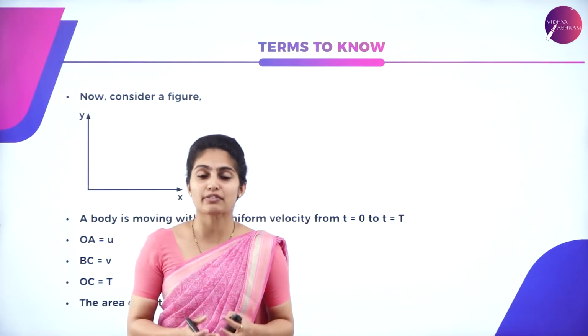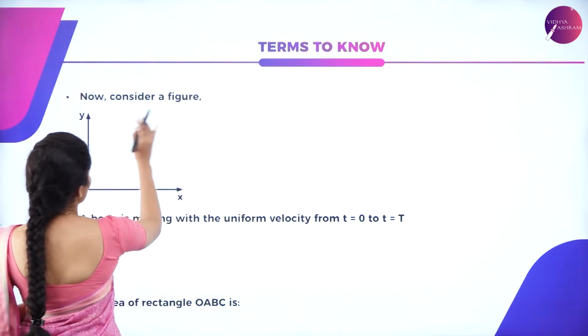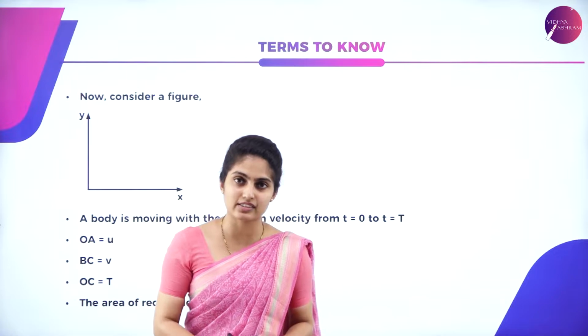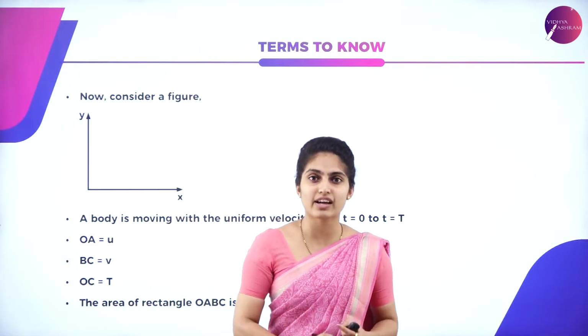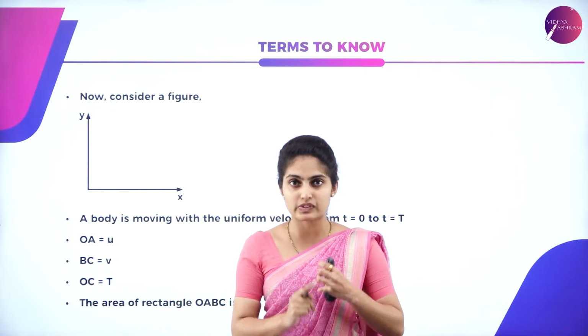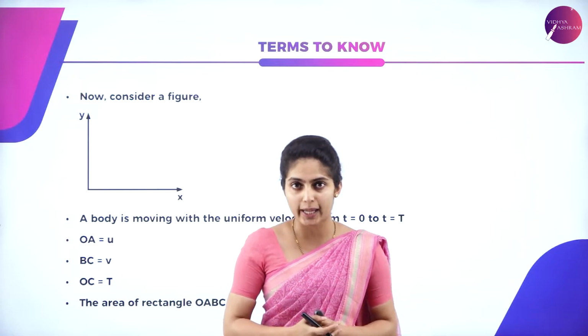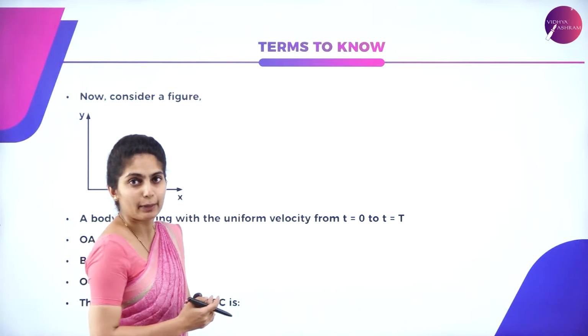So before deriving the equations of motion, let us go through this. We have to consider a figure. Usually, in the previous session, we considered the x-axis as well as the y-axis. The x-axis and y-axis give either the position with respect to time graph or the velocity with respect to time graph. So here we consider the velocity with respect to time graph.